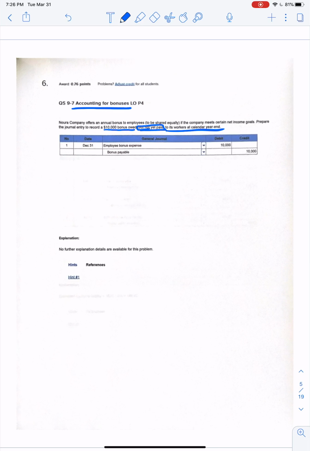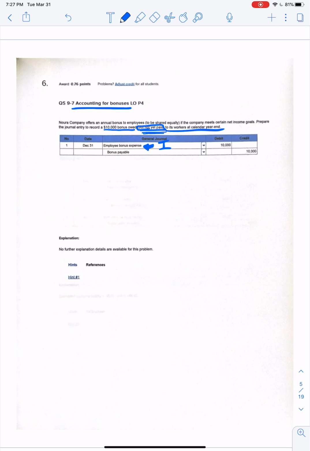Now, the fact that this has not yet been paid is very important, because if this had been paid, instead of bonus payable as our credit, what we would see is cash. But since it has not yet been paid, we're going to see the bonus payable account come in. Since this bonus is related to work done in this period, the expense related to that bonus must also go in this period. That deals with our matching principle that we've been seeing for the better part of all semester. And so we're going to debit the employee bonus expense right away.